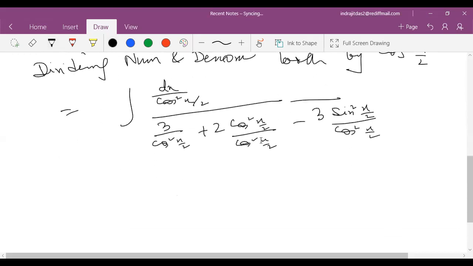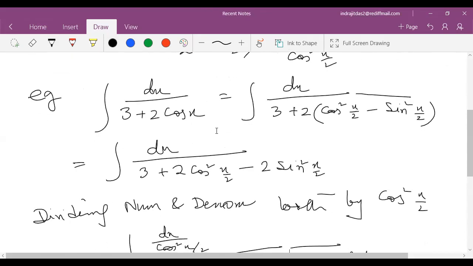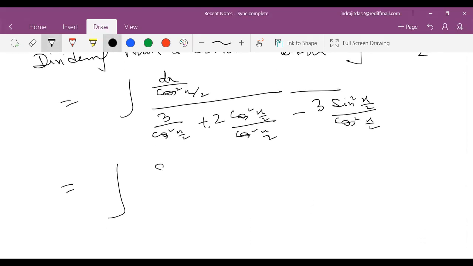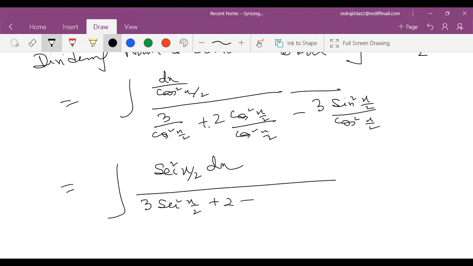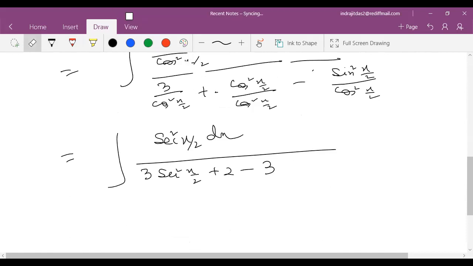So this is the concept of this type of integration. 3 plus 2 cos x, writing cos square x by 2 minus sin square x by 2 for cos x, and then dividing by cos square x by 2. So what you are getting, dx becomes sec square x by 2, because the reciprocal of cos is sec. This will also be sec square x by 2. This is plus 2 minus 2, sorry, not 3. I'm sorry, there is a mistake here. That should be 2. Here also I made a mistake. Here it should be 2.